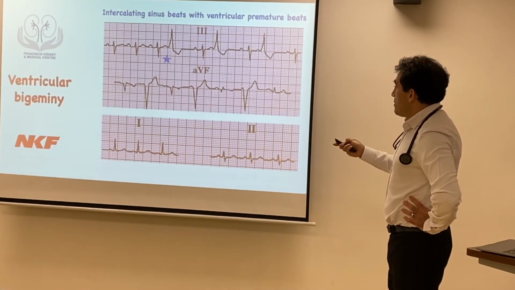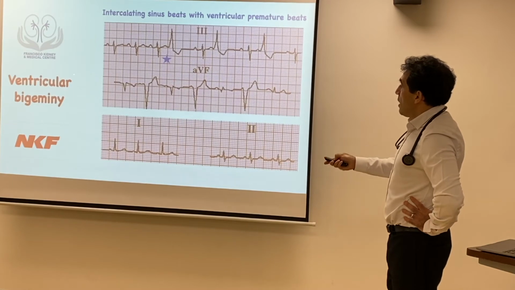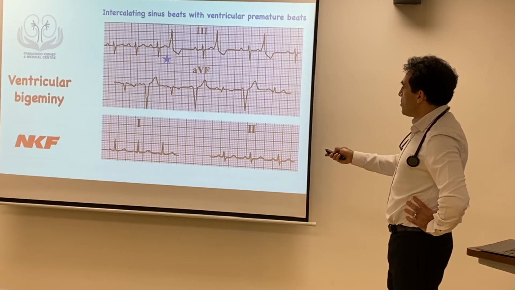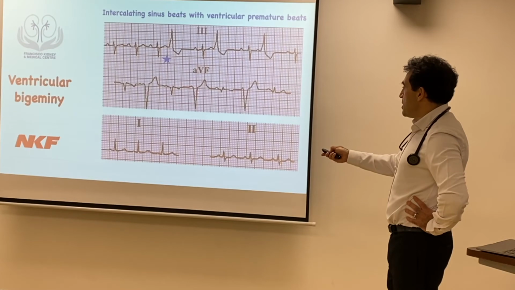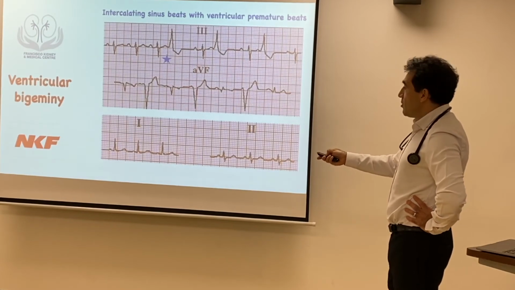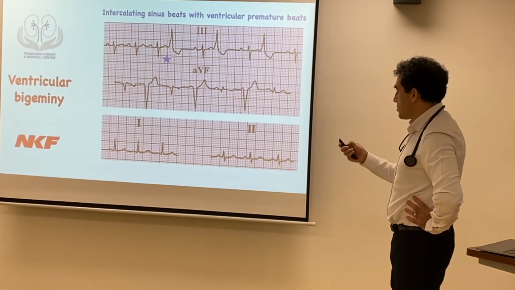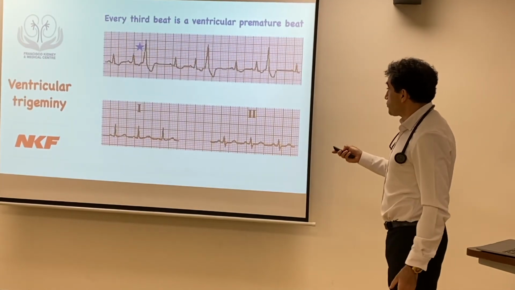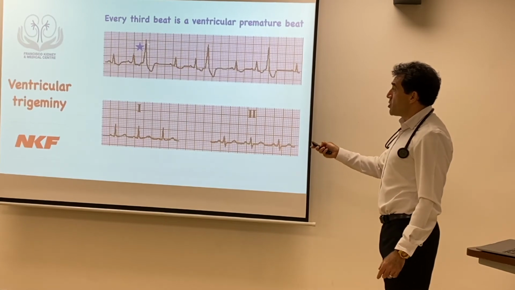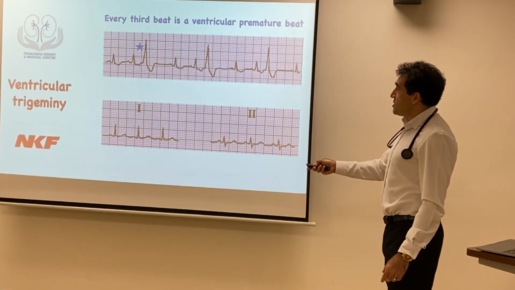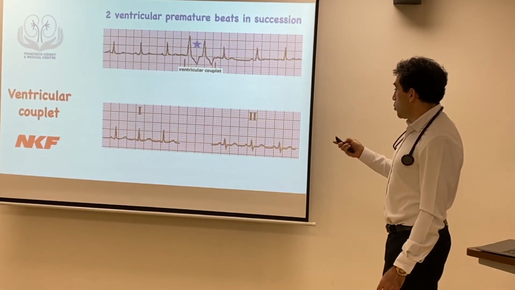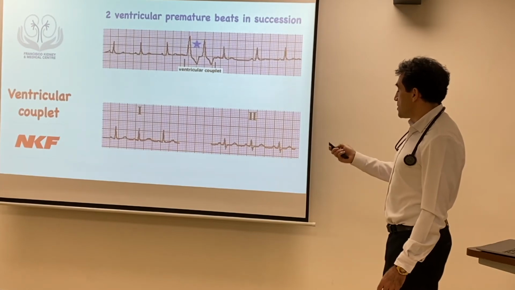Yeah? Then this one is what is called ventricular bigeminy. You probably have heard the term. There is a premature beat, and then a normal beat, premature, normal, and just something like that. So they occur in pairs. So that's why bigeminy. Yeah, when every third beat there is one premature ventricular beat, then it's called trigeminy. They can come two together, that is called couplets.